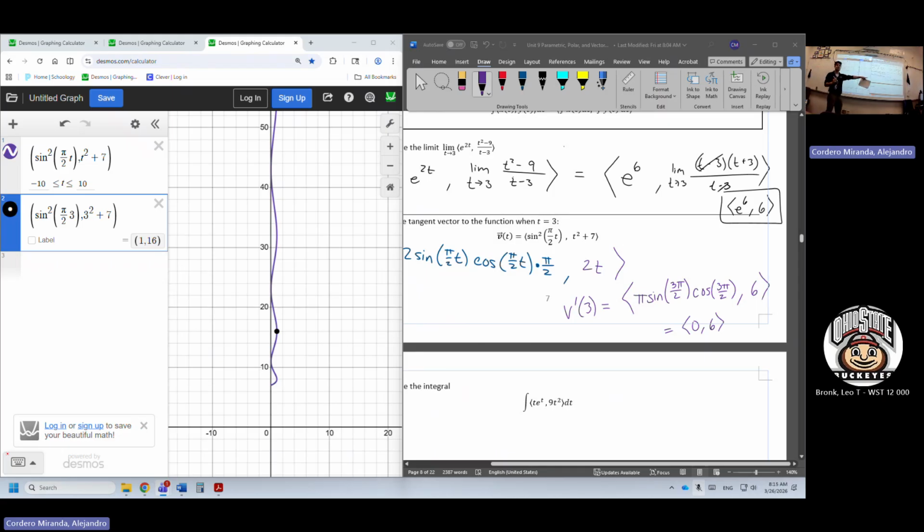0, comma 6. That was our tangent vector. That looks like this. Starting at the origin, going up 6: 1, 2, 3, 4, 5. So like that. And so very clearly that's the tangent vector to that.